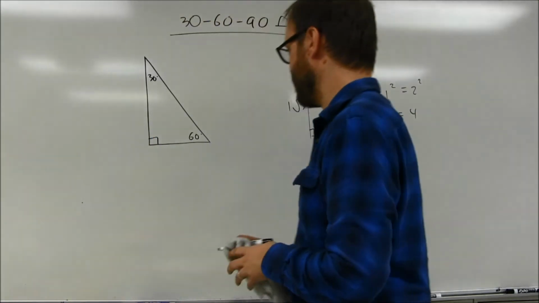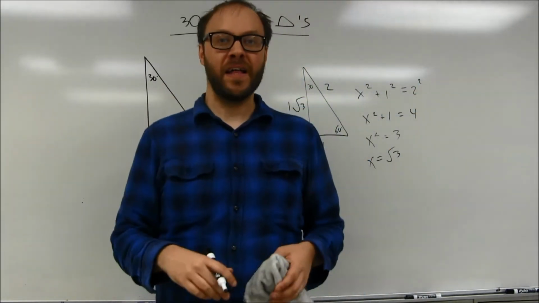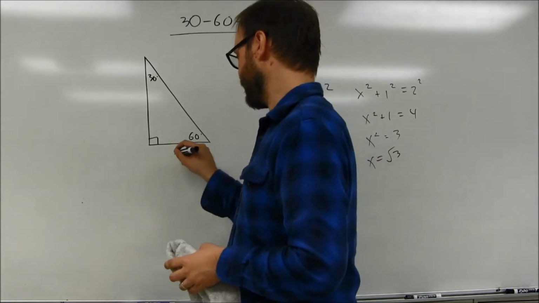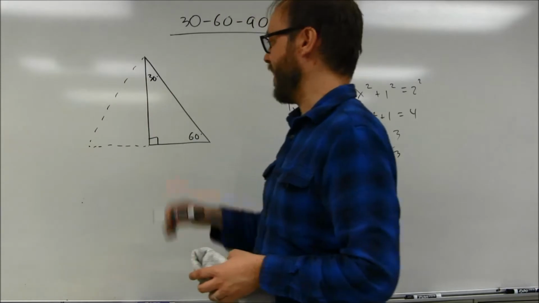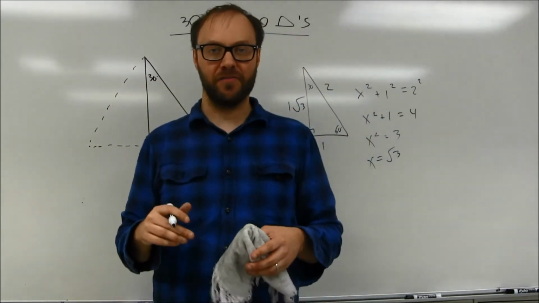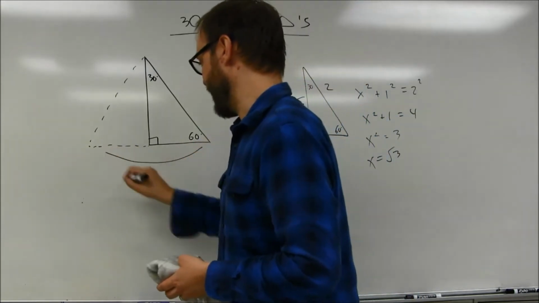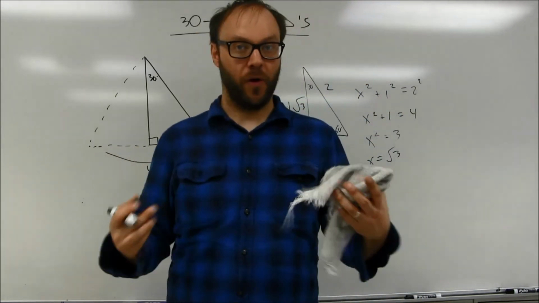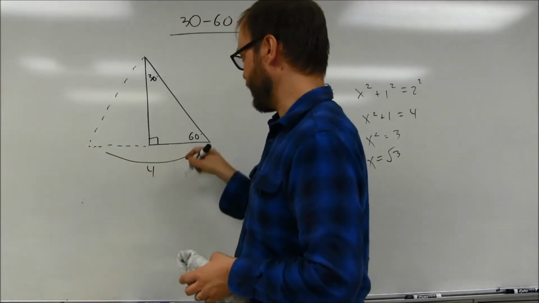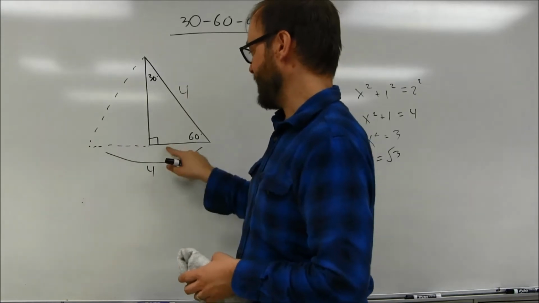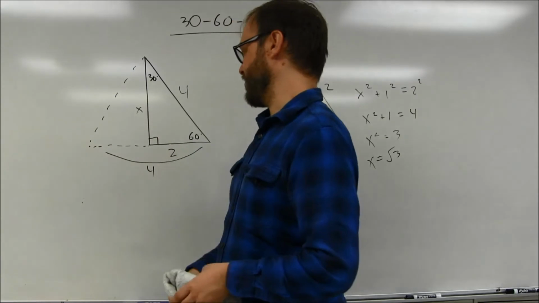But let's try another one. Let's say I have a 30, 60, 90 triangle. Let's say that the side lengths are 2. Remember that there's another half of a triangle here. This is really half of an equilateral triangle. So let's say that the original equilateral triangle had side lengths, I said 2 before, let's make them 4. So this whole side is 4. That means that this piece right here is going to be 2, and we're trying to find the height of the triangle right there.